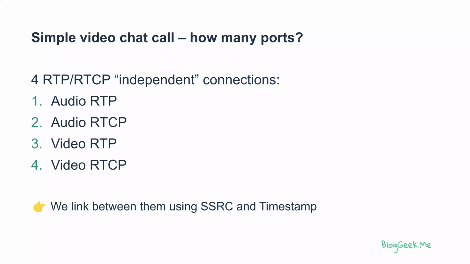In a simple naive video call, we need to open ports. These ports are used in order to send and receive the media in that call. And if we try to count these ports, then we'll have four different independent RTP and RTCP connections for a call. We'll need to send the audio over RTP. We'll need the RTCP for the audio. This would be the control channel for sending the audio. And we'll need to do the same for video, an RTP port and an RTCP port for video.